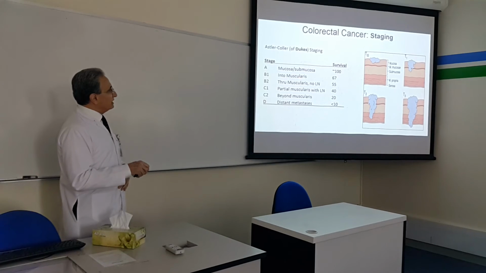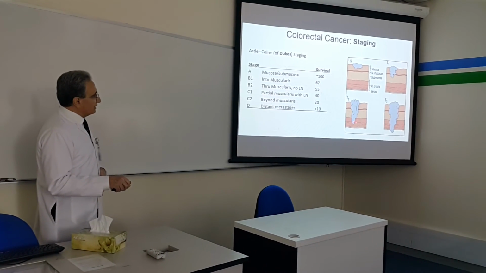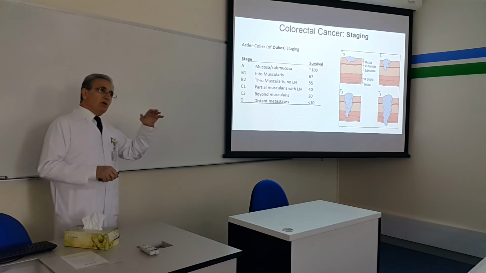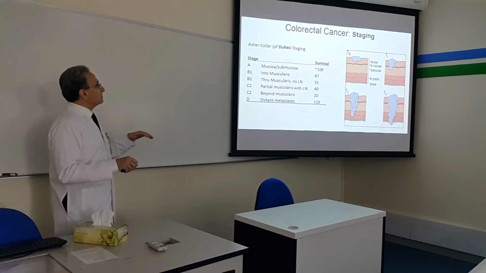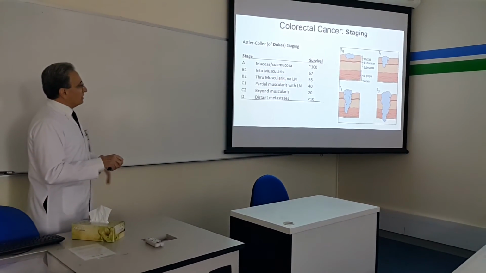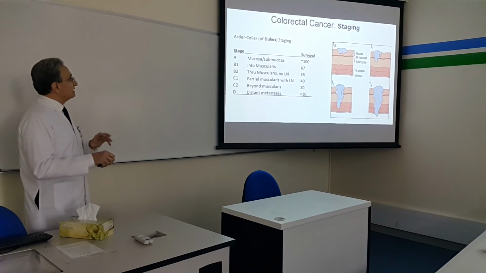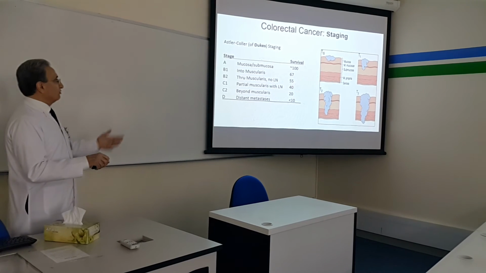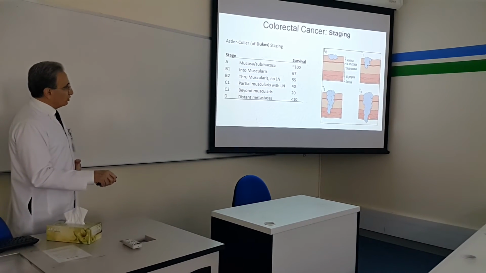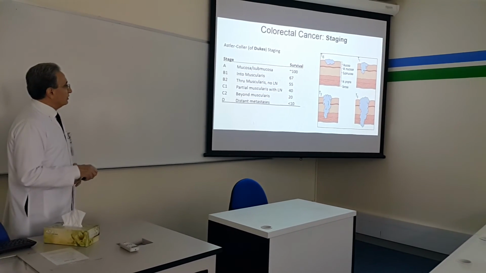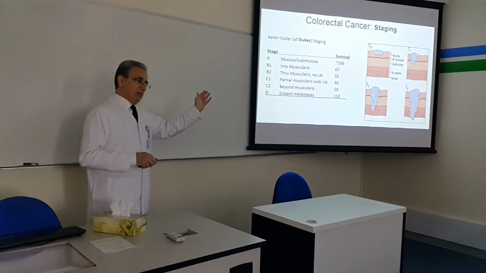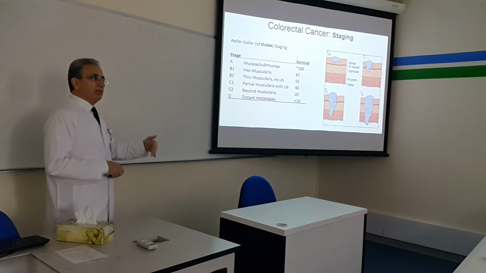When it is B, that means it's gone into the muscularis here, then you can see the survival drops down to 2/3. It becomes 67. If it goes through the muscularis but no lymph node involvement, then it becomes about 55. When there is lymph node involvement, down to 40. Beyond the muscularis into the serosa here, it becomes 20. If we have distant metastasis, as we have seen in the liver earlier, then really the survival rate drops way down below 10%.